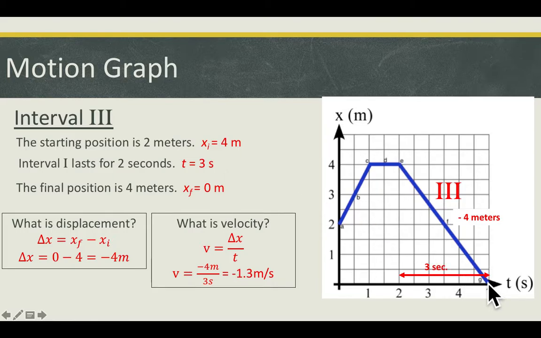Then if we look at this position right here and read across, then that's 0 meters. So the final position was 0 meters. Displacement is always final position minus initial position. So 0 minus 4 gives us a negative 4 meters. And that makes sense because this is moving in the negative direction. It's moving down towards 0. To find velocity, we just take the negative 4 meter displacement we just found and divide it by the time that passed, which was 3 seconds, and we got a velocity of negative 1.3 meters per second for that interval.